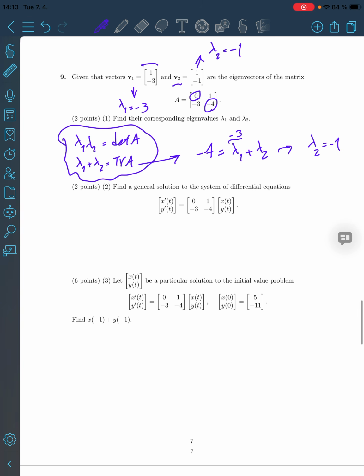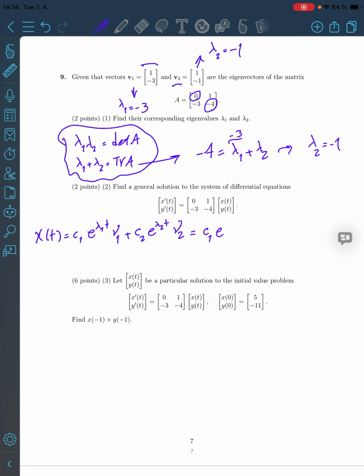So the second part, you're supposed to obtain the general solution. The general solution is going to be x of t is equal to c1 e to the lambda 1 t v1 plus c2 e to the lambda 2 t v2. I always recommend in this case to write the general formula and then substitute, for a free response question. So here, therefore, you have c1.